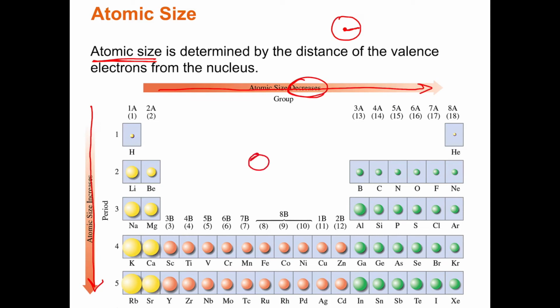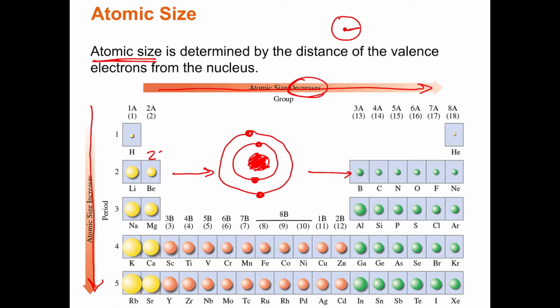So if we think about it, I'm going to draw my nucleus for now, and let's say we're looking at beryllium. Beryllium has 2 electrons in the first energy level and 2 electrons in the second energy level. Well, as we go to the right on the periodic table, we start adding more electrons to that same energy level.